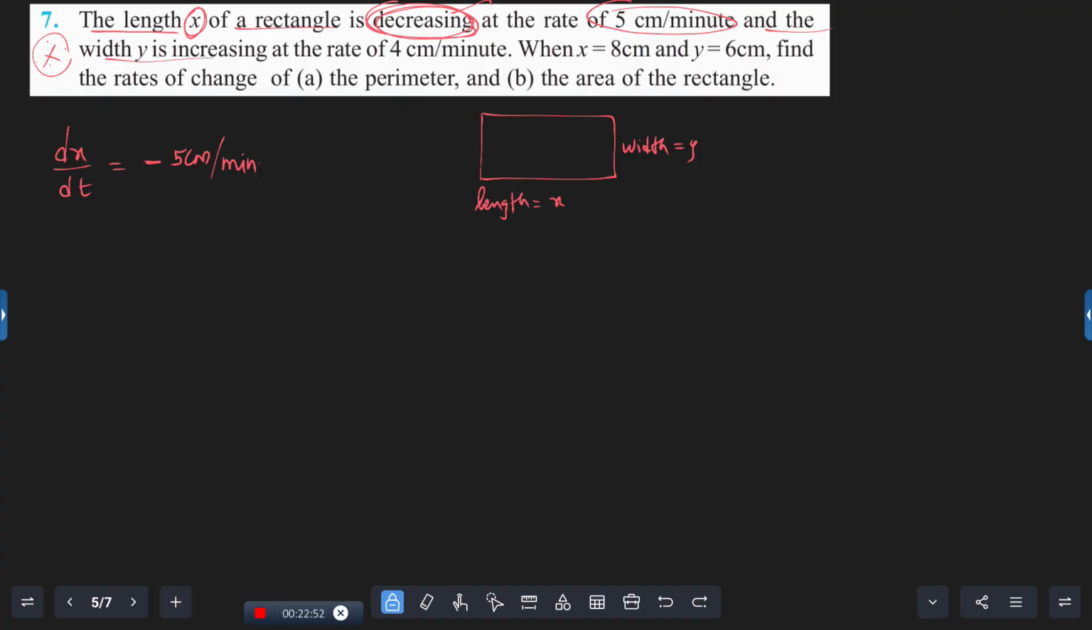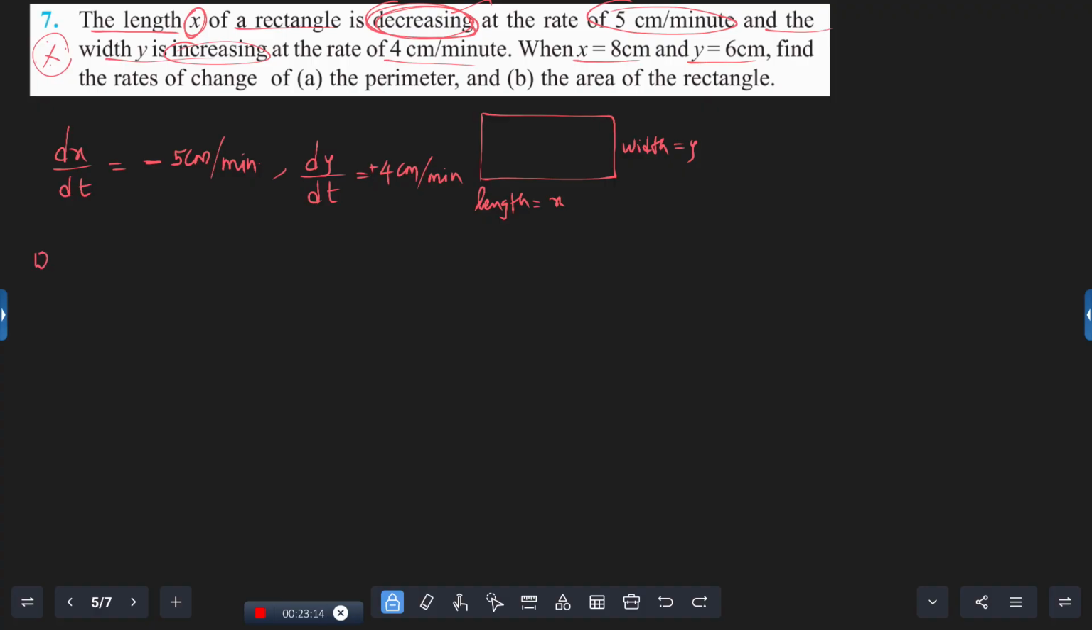With y they mention, y is increasing it seems. Okay, not an issue then. Then dy divided by dt is equal to 4 centimeter per minute. Increasing is plus 4, decreasing is minus 4. Already we have discussed this. Now when x equal to 8, y equal to 6, find the following.